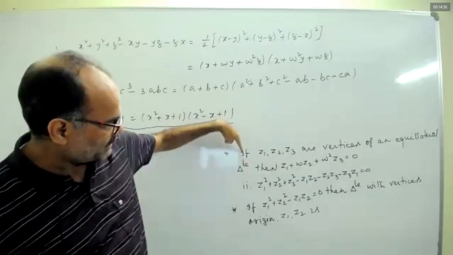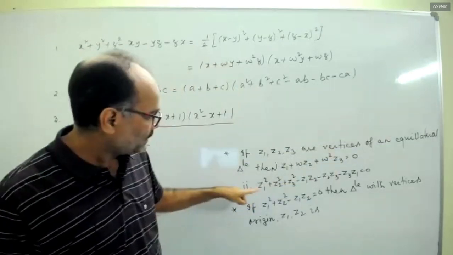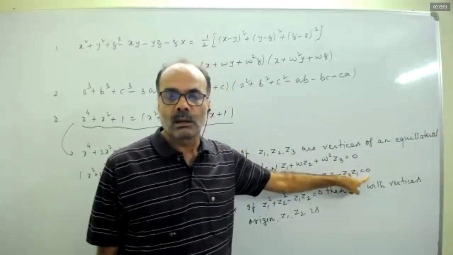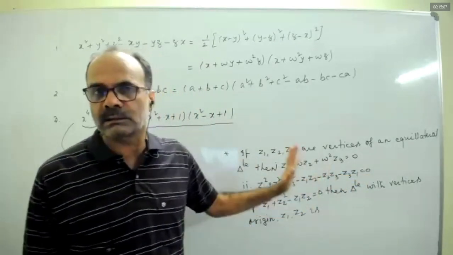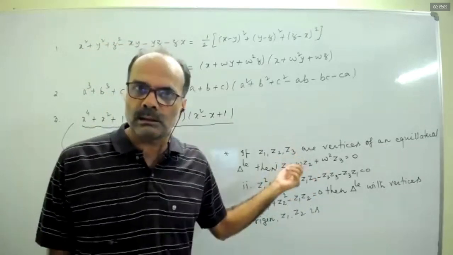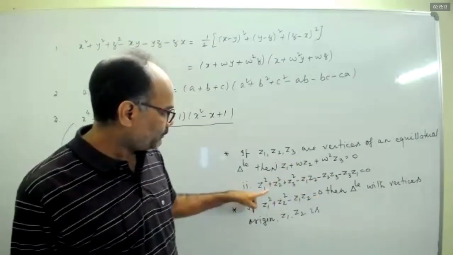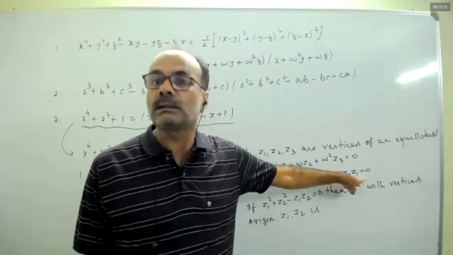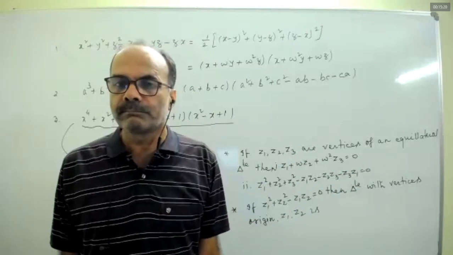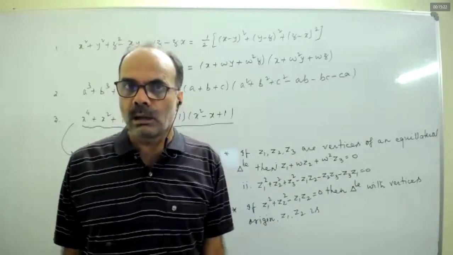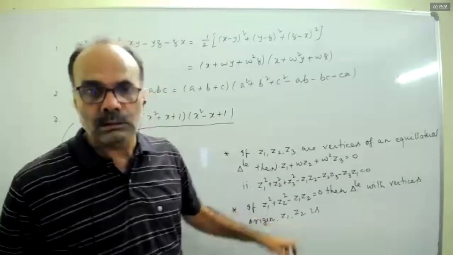See, look at this result. If z1, z2, z3 are vertices of an equilateral triangle, then this holds. Conversely, if this is 0, then the triangle with vertices z1, z2, z3 is equilateral. Here, what will be the answer? Equilateral.